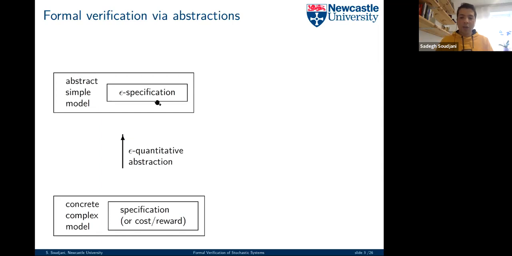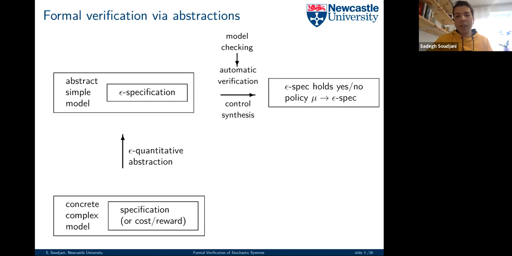And this epsilon shows the level of simplification. So we simplify the complex model to an abstract simple model. With respect to this epsilon, we also change the specification. Once we have this simple model, we can use techniques from model checking to do automatic verification, or we can synthesize a policy to answer the question whether the epsilon specification holds or not, or whether the policy, when applied to the system, satisfies the epsilon specification or not.